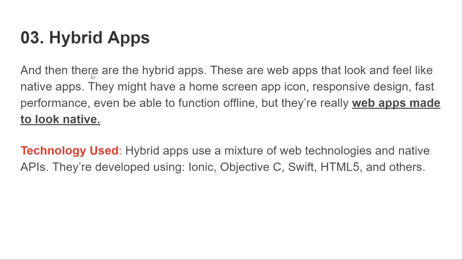Third is the hybrid app. A hybrid app is a web app that feels like native. They might have a home screen app icon, but when you open the app, it will open in the browser. They have responsive design and fast performance, and can even function offline, but they are really web apps made to look like native. The technology used for hybrid apps is a mixture of web technologies and native APIs. They are developed using Ionic, Objective C, Swift, HTML5, and others.